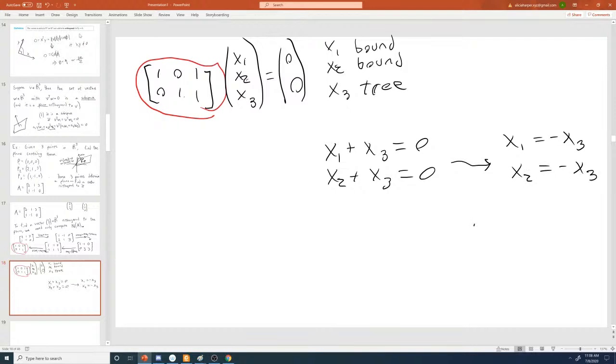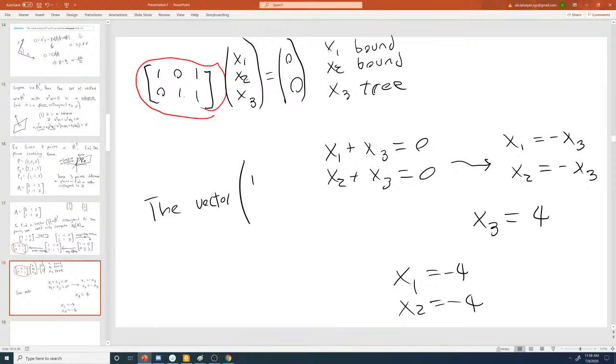Now I can simply choose x3 to be anything. So how about I take x3 to be 4? If I take x3 to be 4, what that means is that x1 is equal to -4, and x2 is equal to -4. So the vector -4, -4, 4 is in the null space of A. Why don't we verify that?